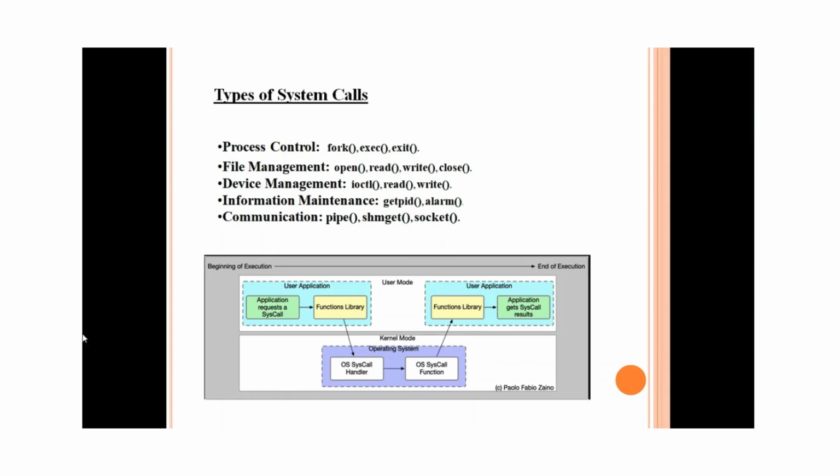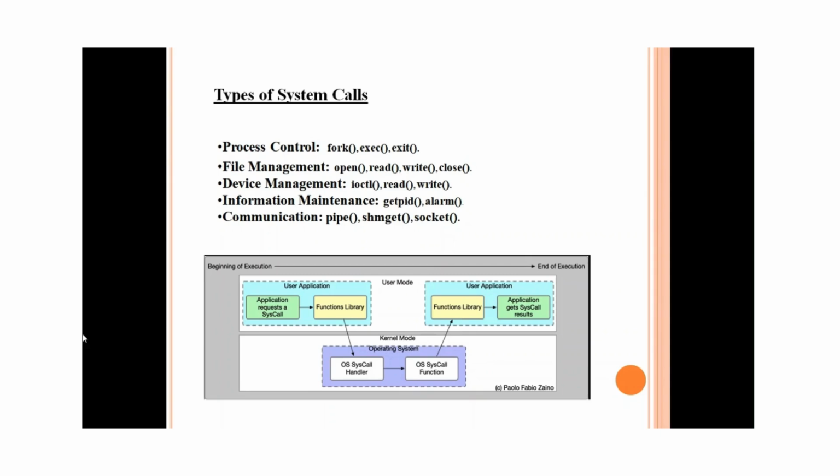And for device management, we use the same system calls like ioctl, read, and write. For information maintenance, we have getpid and alarm. getpid is the system call used to retrieve the data of which process is executing on the system. PID represents the process ID. Through this system call, we retrieve which process is currently executing.